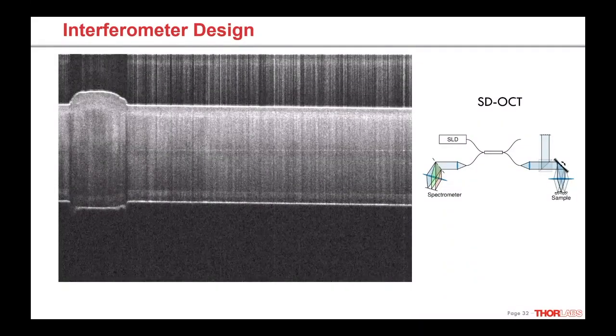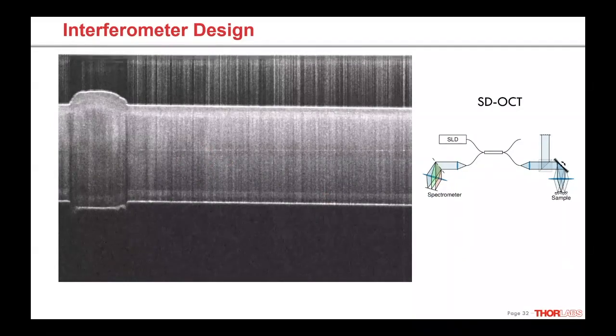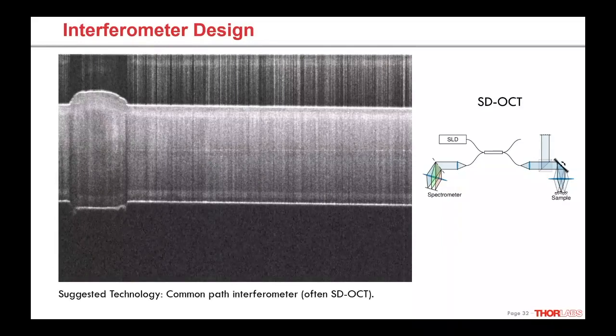And when you move the fiber here, you see that only small intensity changes within this plastic can be seen. So for that reason, one would typically recommend a common path interferometer if the probe head is moved around a lot. And that is often or typically found in spectral domain OCT.